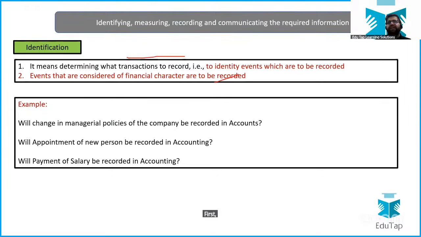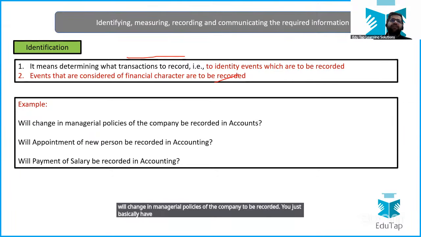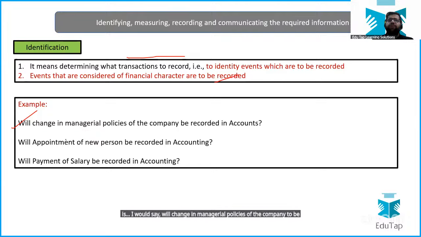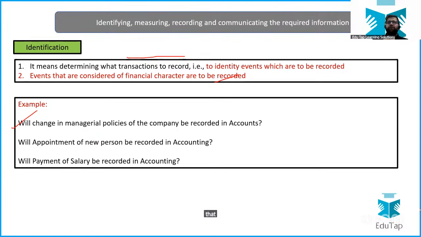First, if I go to identifying again, let's bring some examples. Will a change in managerial policies of the company be recorded? You just have to tell me whether this first example is an economic event or not. Tell me, all of you. No, right? Because this is a policy. For example, if my company has changed the policy that from tomorrow you have to wear a yellow tie, how will I associate a monetary value to it? I cannot, right? So this is not an economic event.